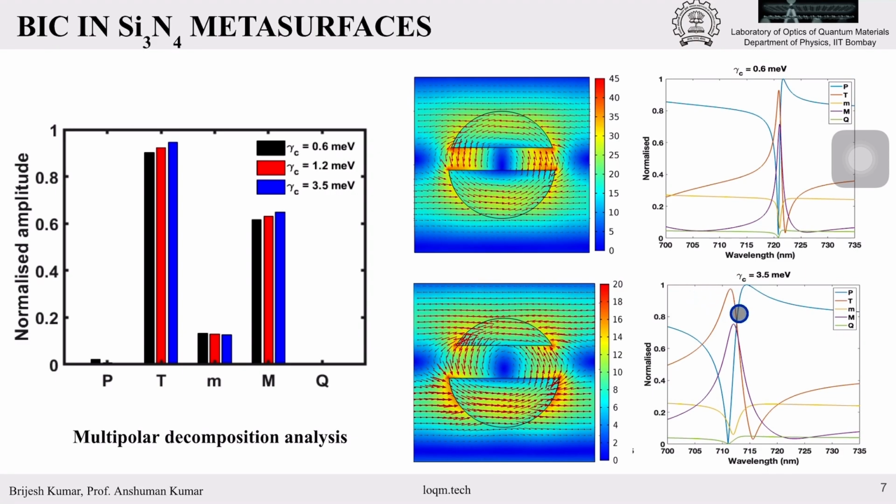Similarly, if we see the contribution, this toroidal dipole, the orange one, becomes broader as gamma C increases, or as the asymmetry parameter increases. So we can say that the radiation which is increasing is due to the increasing toroidal dipole radiation. So this is another confirmation for the quasi BIC.